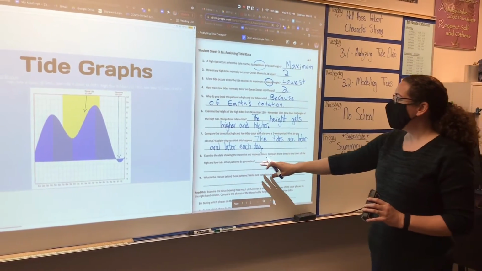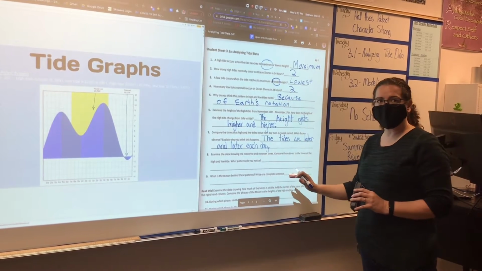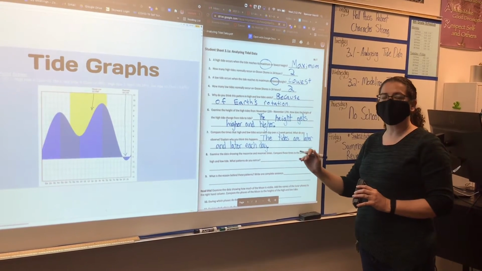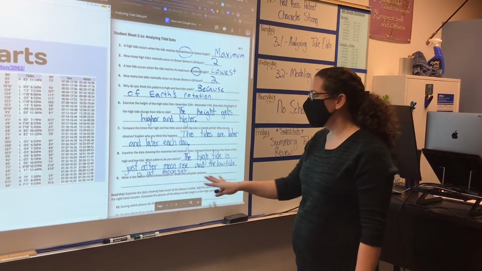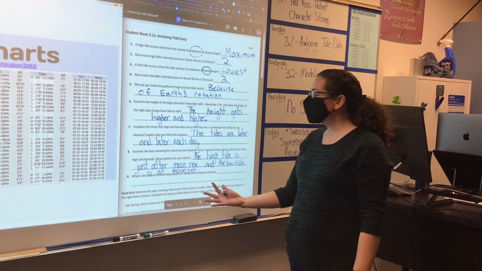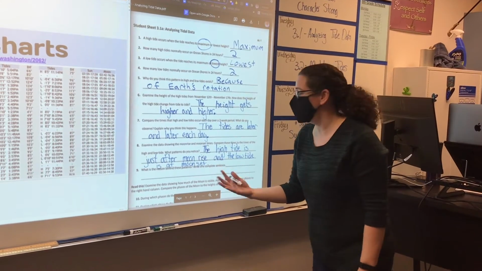So that's how those patterns are related. We've got moon set is going to be at a low tide, and just after moon rise will be a high tide. All right, so the high tide is just after moon rise, and the low tide is just after moon set. So what's the reason behind these patterns? Well, it's because tides are controlled by the moon.